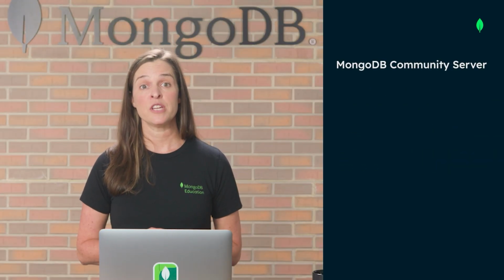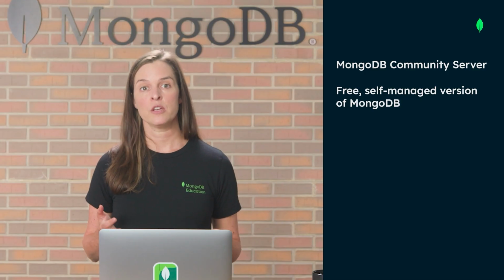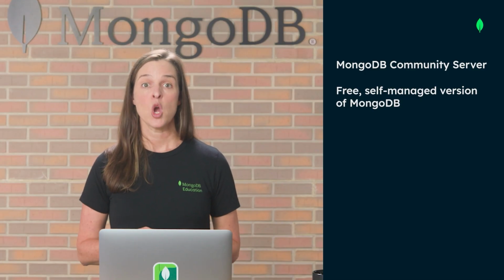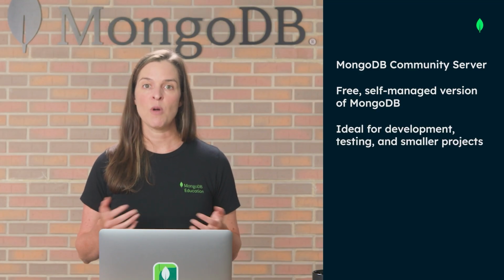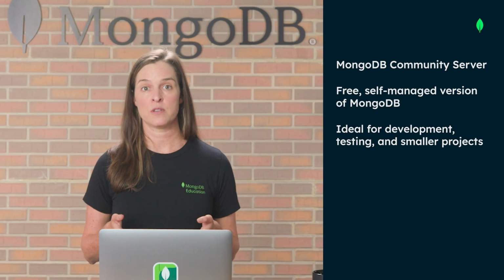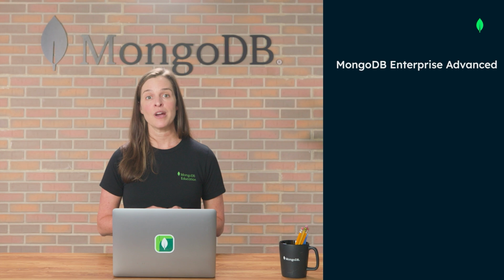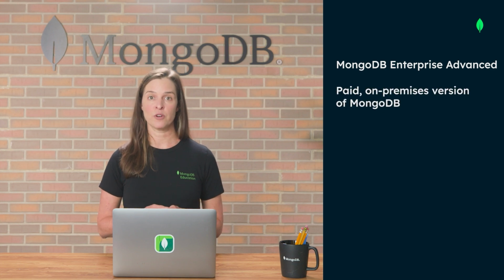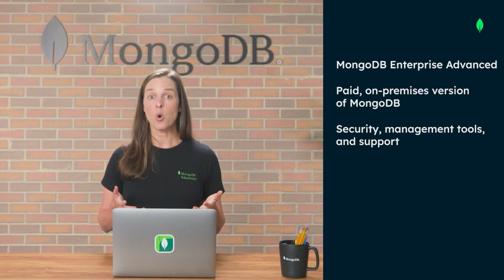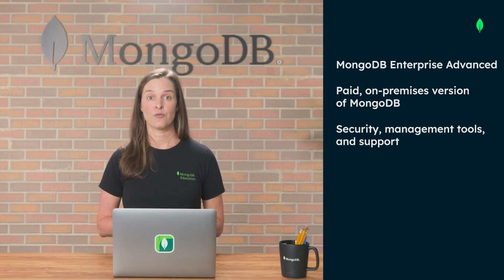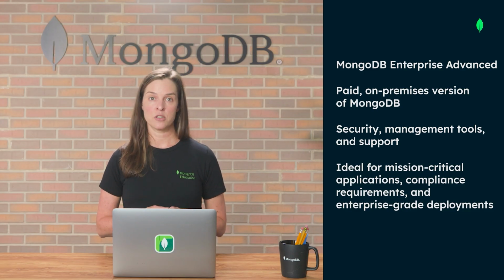Next, MongoDB Community Server is a free, self-managed version of MongoDB that lets you install and control the database on your own hardware or virtual machines. It's ideal for development, testing, and smaller projects, offering core MongoDB features including Atlas search and vector search. Finally, MongoDB Enterprise Advanced is a paid on-premise version of MongoDB that includes extra security, management tools, and support beyond what's offered in the free community server for mission-critical applications, compliance requirements, and enterprise-grade deployments.